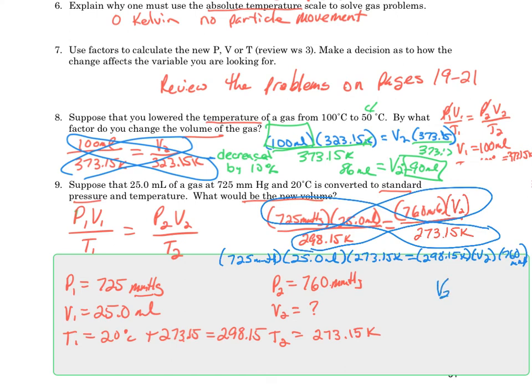And V2 will equal, volume 2 is going to equal 21.8 milliliters. I have to look for my significant figures. That's got 3, that's got 3, that's got 1. So my final answer has to be 20 milliliters, because I can only have one significant figure in my answer.